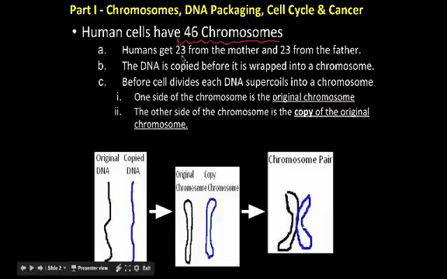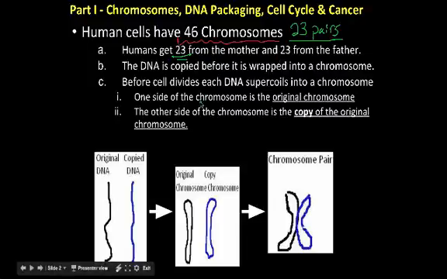The key takeaway is that there are 23 from the mother and 23 from the father. We have a total of 23 pairs or 46 chromosomes. So you'll hear it referred to as one of these two ways, right? 46 total individual chromosomes or 23 pairs.